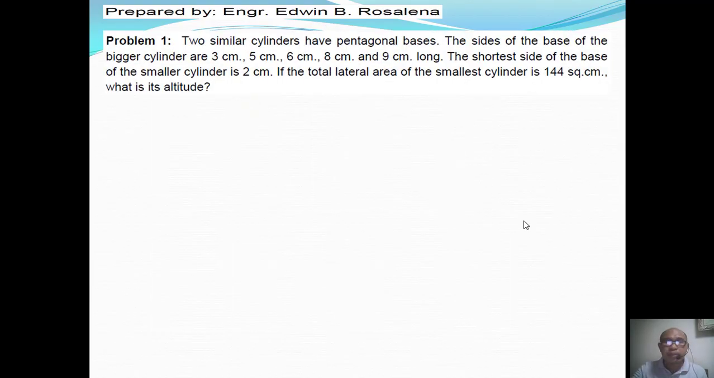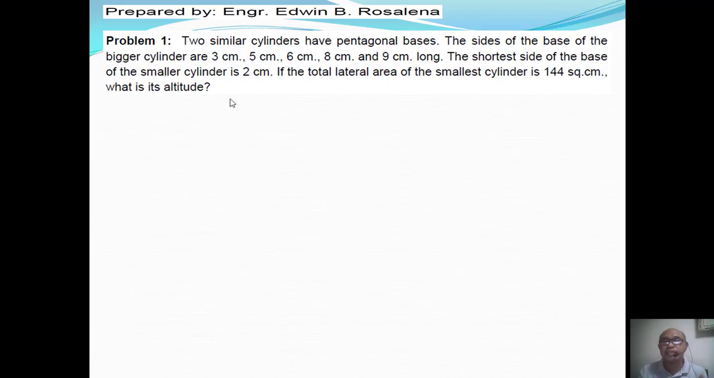So we have here problem 1. Two similar cylinders have pentagonal bases. The sides of the base of the bigger cylinder are 3 centimeters, 5 centimeters, 6 centimeters, 8 centimeters, and 9 centimeters long. The shortest side of the base of the smaller cylinder is 2 cm. If the total lateral area of the smaller cylinder is 144 square centimeters, what is its altitude?